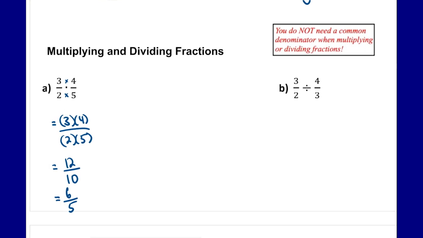For B, when I divide fractions, I want to flip the second fraction and multiply. So I'm going to flip the second fraction, so 3 over 2 multiplied by 3 over 4. I flip the second fraction, I multiply, and I end up with 9 over 8. And I can't reduce that any further. So I flip the second fraction and I multiply.